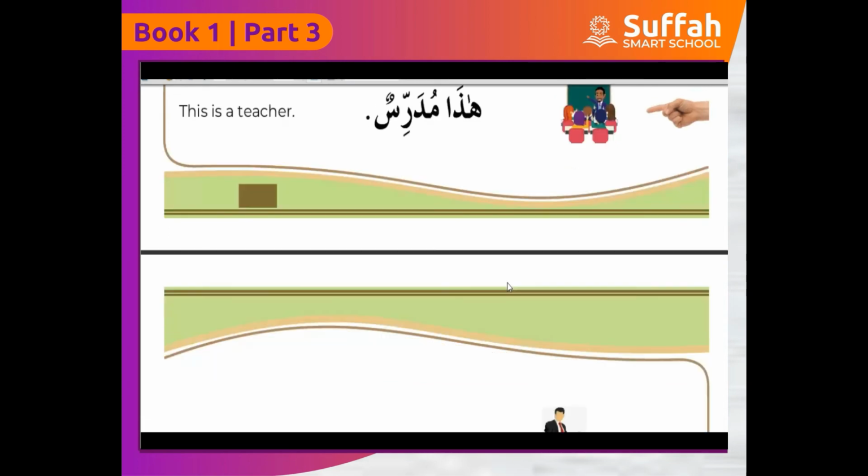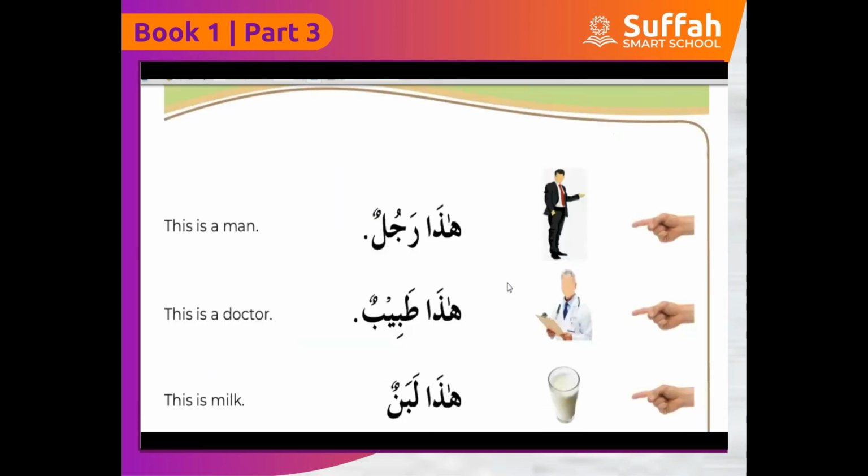Next. Read it, Sindhuja. Sindhuja is reading it, and you please listen. आप लोग गौर से सुनिए, and आप भी अपने आप में दोहराइए. Please. Hada haza rajulun. Correct. Very good. In English: this is a man. Very good.